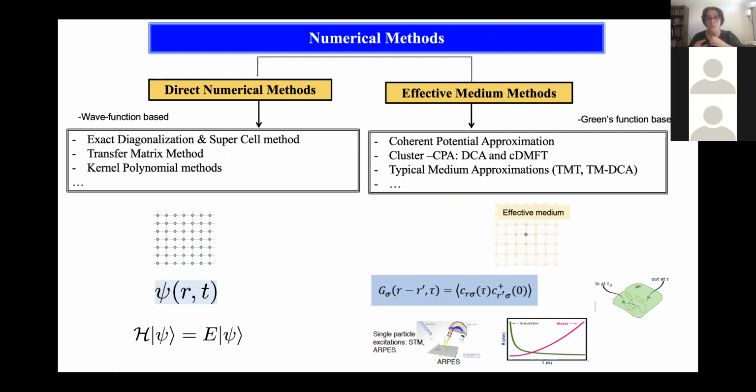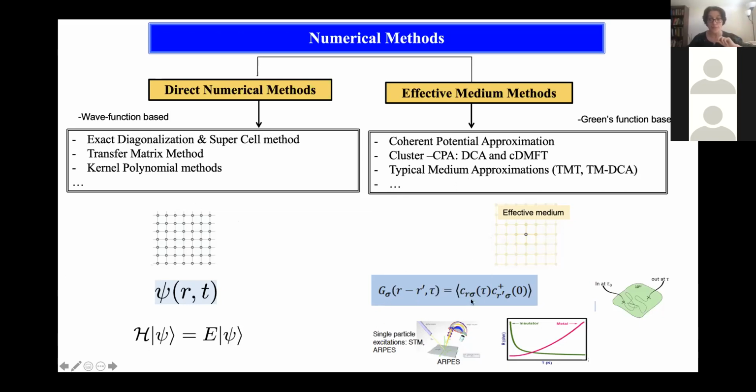Another approach is to use the so-called effective medium approach. Instead of solving the lattice, you are solving an impurity embedded in some effective medium. That effective medium is like a mean field approximation, which contains the information about how all the rest of the electrons affect the electron on that impurity. Direct numerical methods are often wave function-based approaches, and effective medium methods are Green's function-based approaches. You will play today with how to calculate all these quantities.